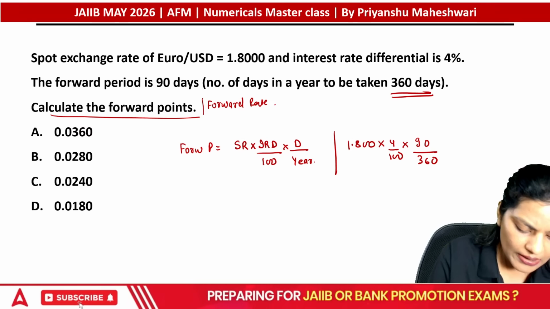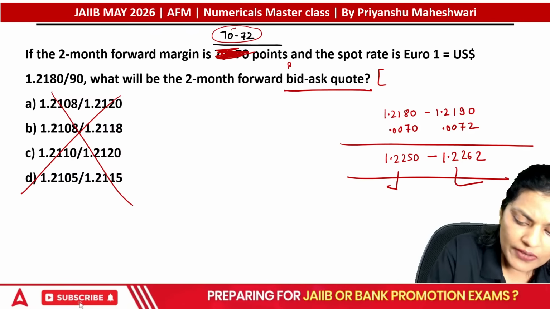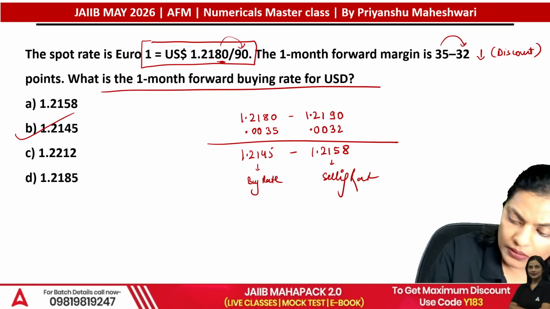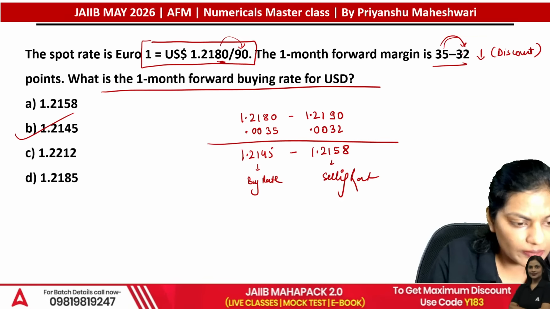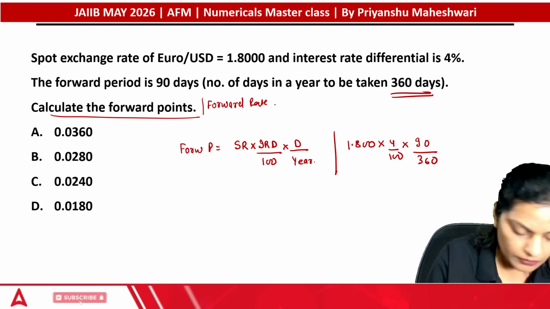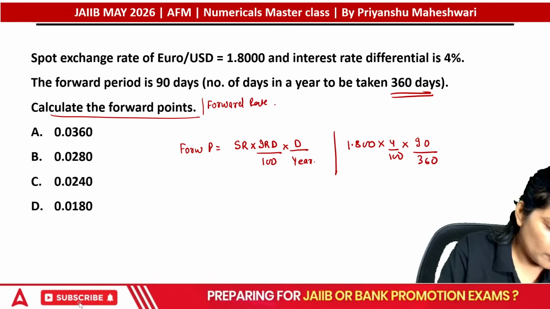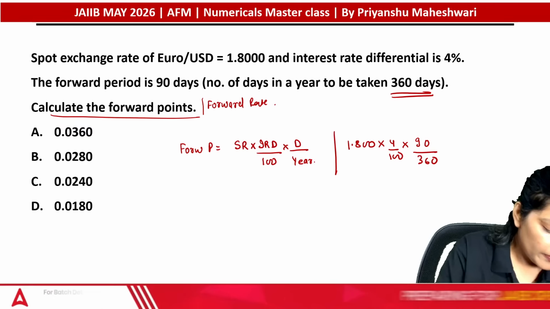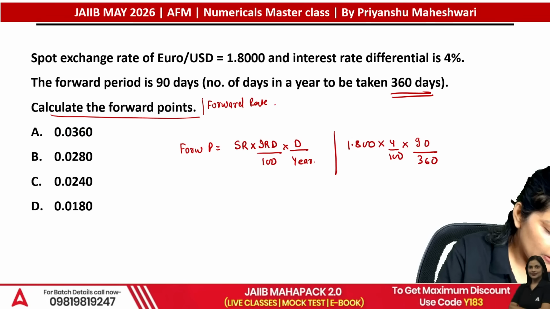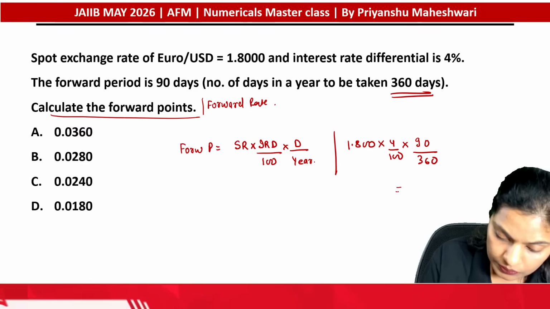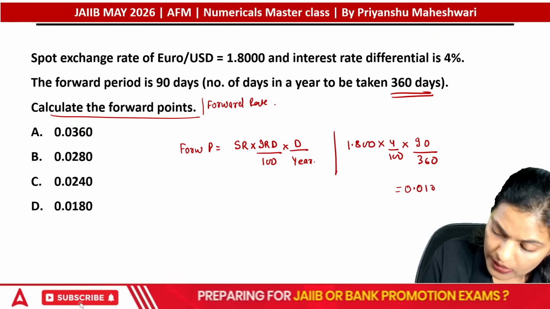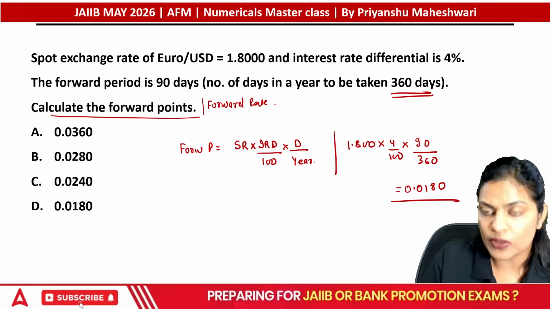By increasing and decreasing, ma'am, see 70, 72, it is increasing. 35, 32, it is decreasing. So, 1.80 into 4% into 90 divided by 360 is 0.0180. Now, can you calculate the forward rate?